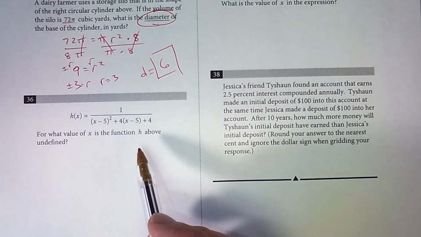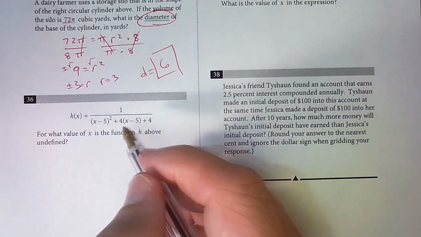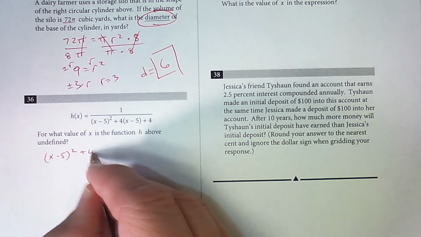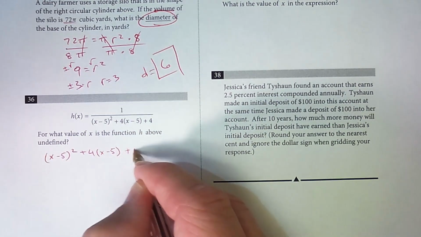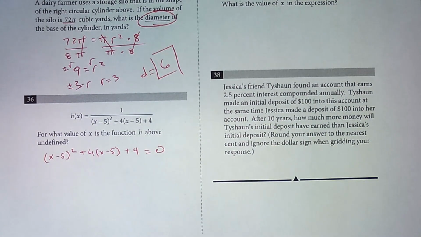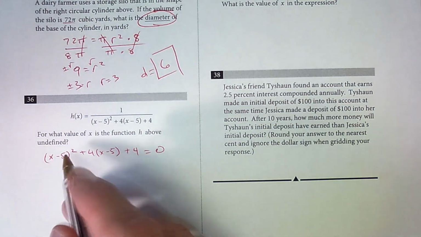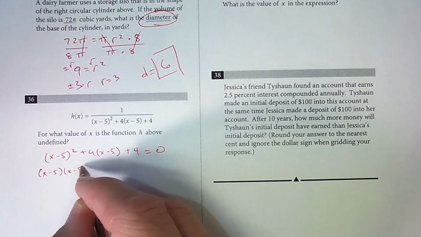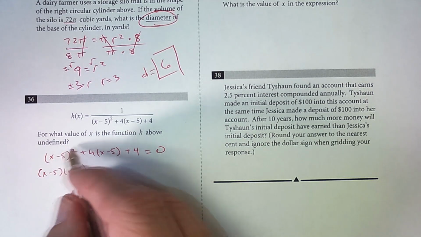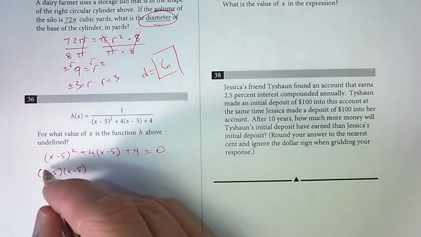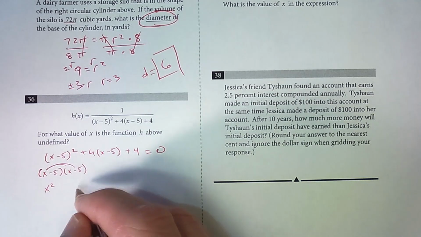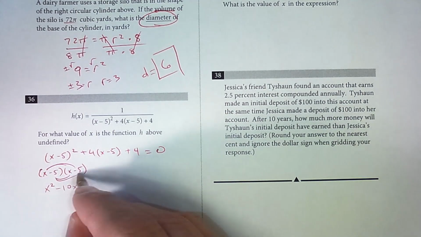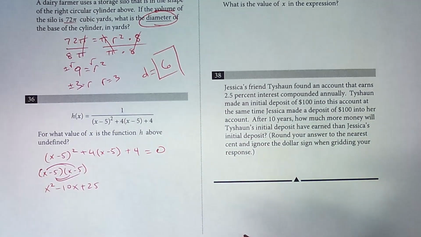For what value of x is the function h above undefined? This will be undefined when the denominator is 0. So x minus 5 squared plus 4 times x minus 5 plus 4. I'll set that equal to 0. So this x minus 5 squared is x minus 5 times itself. Don't just distribute this squared and say it's x squared minus 25. That is no good. X squared minus 5x minus another 5x is minus 10x. Negative 5 times negative 5 is positive 25.